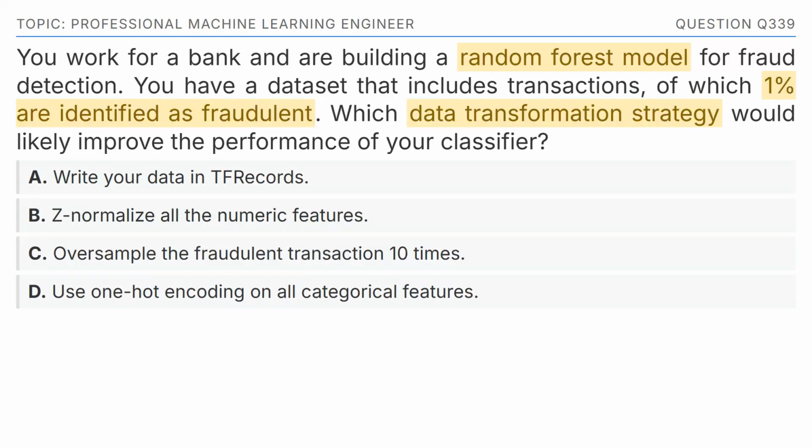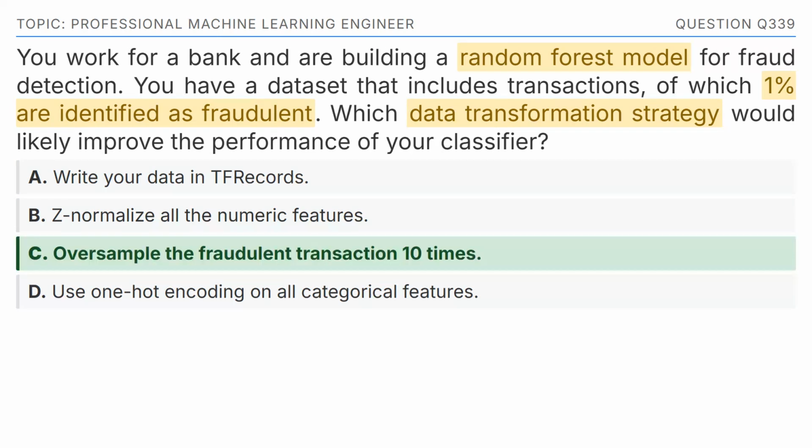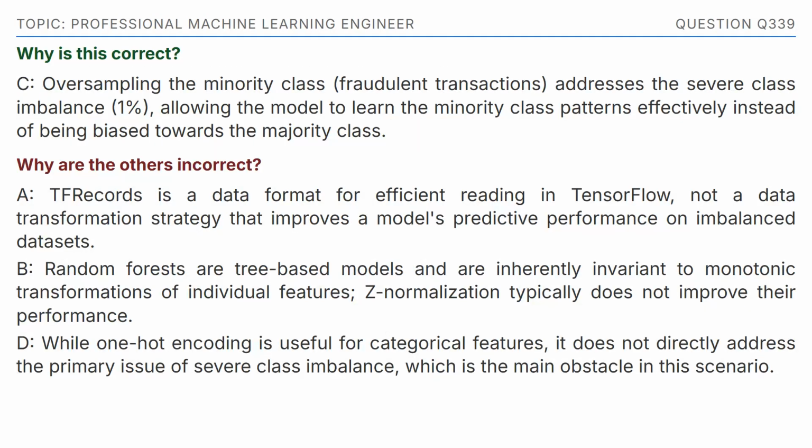To arrive at the correct answer, we focus on the keywords: random forest model, 1% are identified as fraudulent, data transformation strategy. The correct answer is option C, oversample the fraudulent transaction 10 times. Why is this correct? C. Oversampling the minority class, fraudulent transactions, addresses the severe class imbalance, 1%, allowing the model to learn the minority class patterns effectively instead of being biased towards the majority class.